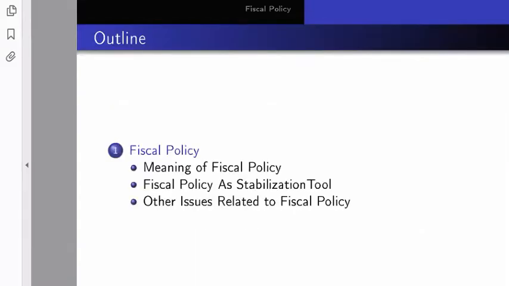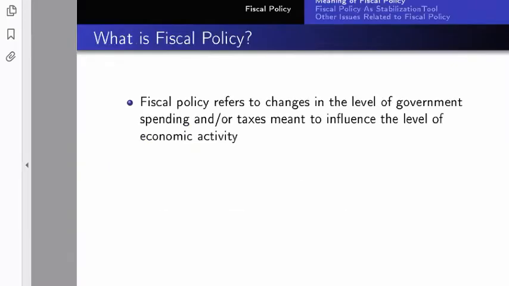So we'll look at what fiscal policy is in terms of the meaning of fiscal policy. When we say fiscal policy is used as a stabilization tool, what does that mean? All right, we'll look at all those things, and we'll look at some other issues related to fiscal policy. Okay, so in terms of the meaning of fiscal policy, as I said from the beginning, we are referring to changes in the level of government spending. How does government spend its money? Or the monies they generate.